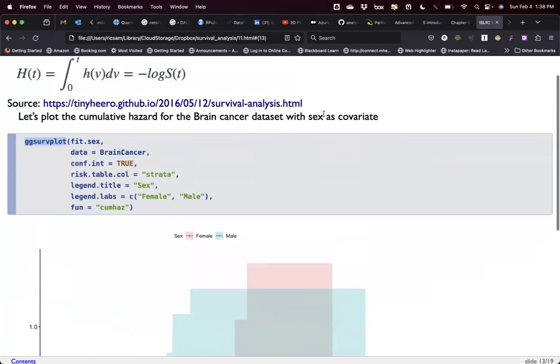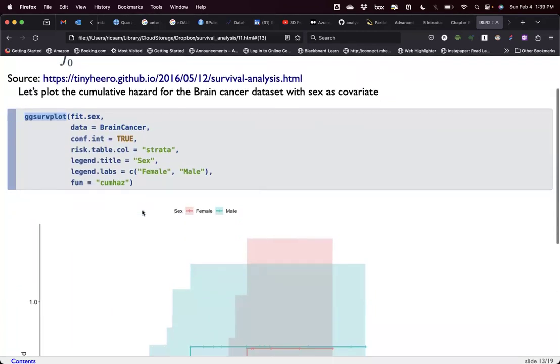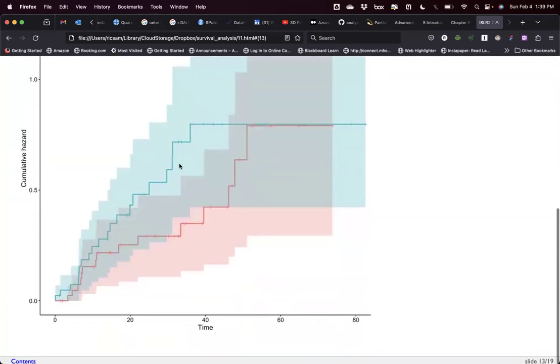And of course, because we're using one covariate, we can split those cumulative hazard functions into male and female. And as you can see, the male has a higher rate of achieving the event than the female. And intuitively, we could deduce that because on the survival probability, the females had a higher survival probability than the males. So this kind of inverts that result. Okay.